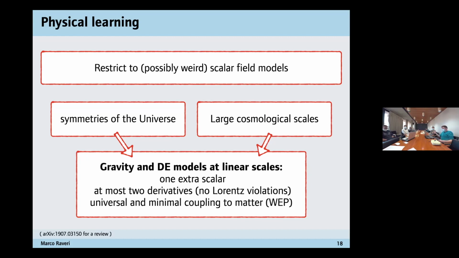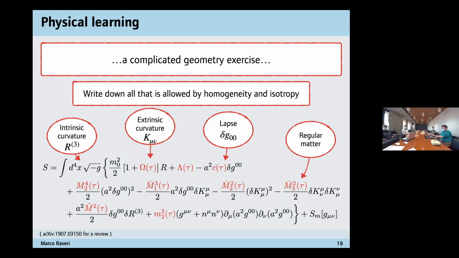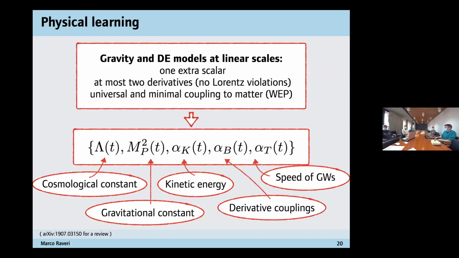And this is called the effective field theory of dark energy, and it basically describes all the single scalar field models that you can have in a cosmological setup. And all it takes is a somewhat complicated geometry exercise, but once you have done it, you end up with a different set of functions of time that control how your scalar field behaves, and perhaps not surprisingly, we end up with a time-dependent cosmological constant.